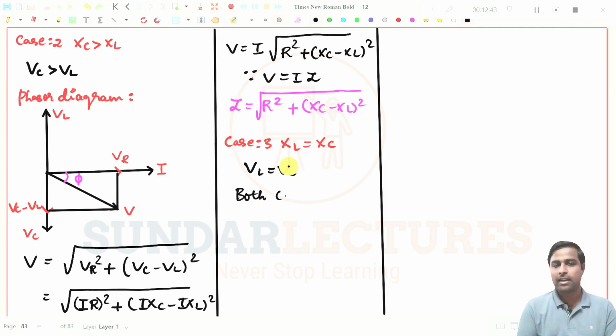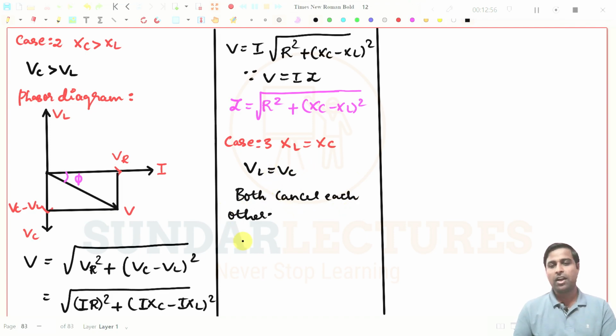and both will cancel each other, and we don't need to go for anything. This reflects that the whole circuit will act as a resistive circuit, because the inductance and capacitance will cancel each other. Sorry, it is not the impedance value, it is the reactance value. If XL is the reactance of the inductor and XC is the reactance of the capacitor, and both are equal, then both the values under AC will be cancelled out. So this will be called a pure resistive circuit.